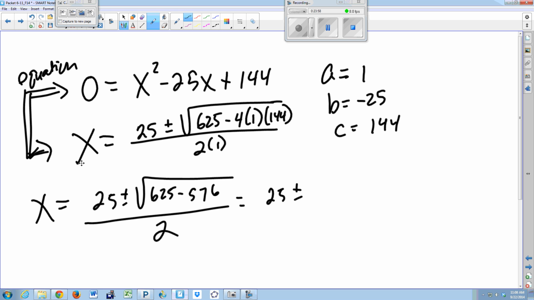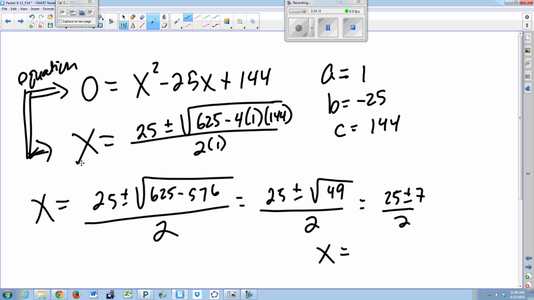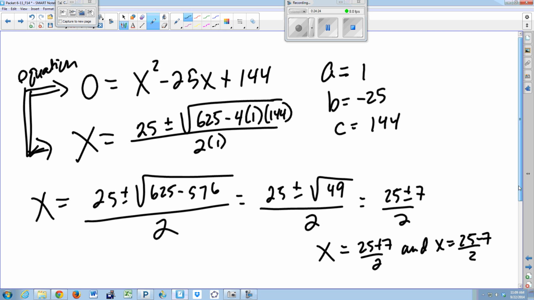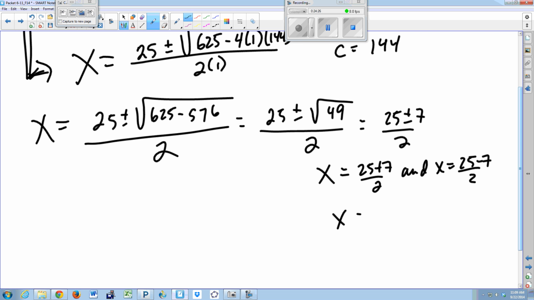25 plus or minus, and what do I get when I subtract that? I get a 9, I get a 4. Square root of 49 over 2. So that equals 25 plus or minus 7 over 2, so x equals 25 plus 7 over 2, and x equals 25 minus 7 over 2. So that gives me a 16, and it also gives me a 9. Okay.